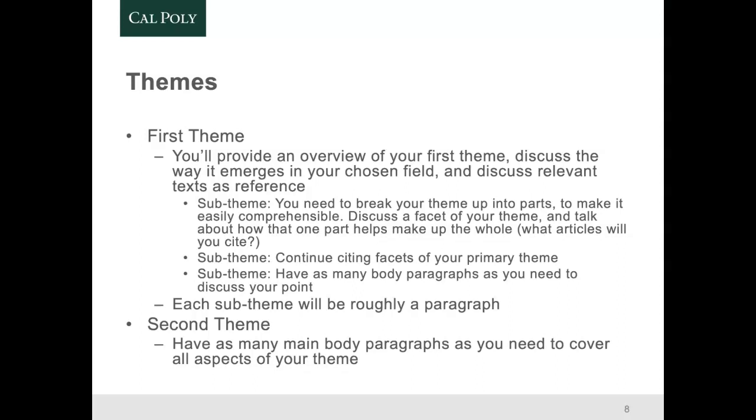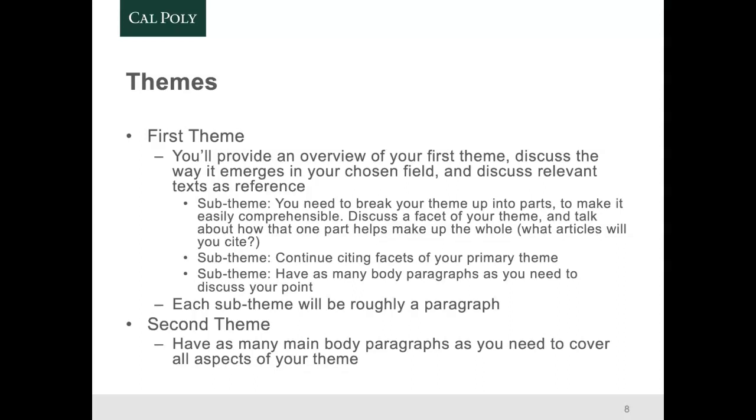For the first theme, you'll provide an overview of your first theme, discuss the way it emerges in your chosen field, and discuss relevant text as reference. Thinking about that, you might have sub-themes that you're going to break your studies down into to make them more comprehensible and easy to understand in terms of flow. Your sub-themes are essentially the way that you organize those papers under some main central theme.